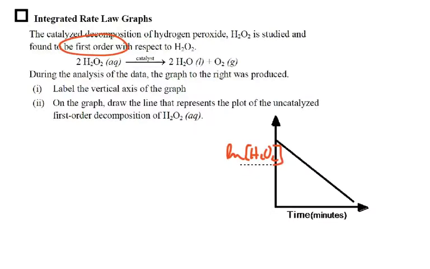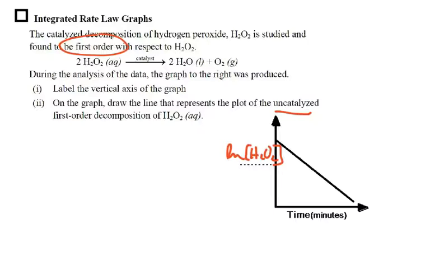That is our vertical axis, and the bottom is time. Okay, on the graph, draw the line that represents the plot of the uncatalyzed first order decomposition. Well, when this was actually on the AP exam, this question really kind of confused people across the nation because they said, well, we've never done any kind of graphing of catalyzed and uncatalyzed, but it's really not that kind of a question.